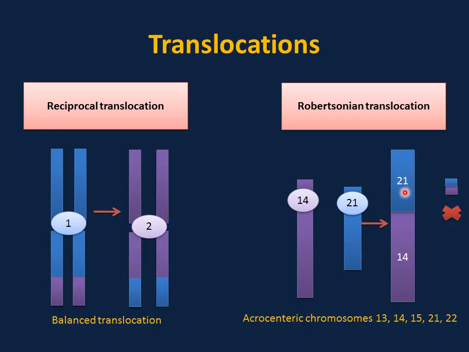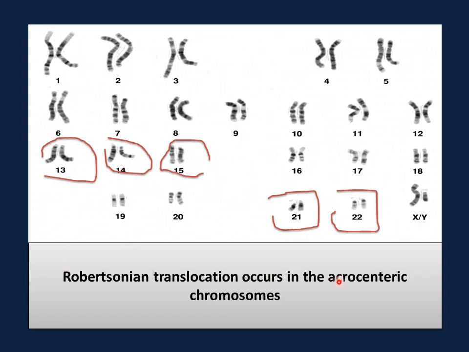If they pass the 21 copy along with another two copies of 21, the child will have trisomy 21, and this can be a cause of Down syndrome. If they pass, for example, one copy of 14 along with the other two copies of 14, the child will have trisomy 14. This can cause miscarriage. If it's 13, it will be Patau syndrome. So it is very important to understand Robertsonian translocation, because it can be associated with Down syndrome. Again, Robertsonian translocation occurs in the acrocentric chromosomes 13, 14, 15, 21, and 22.